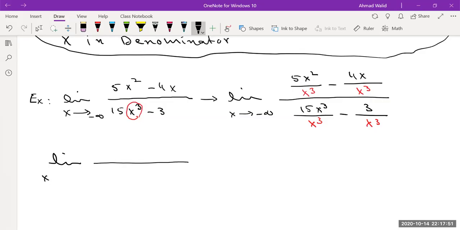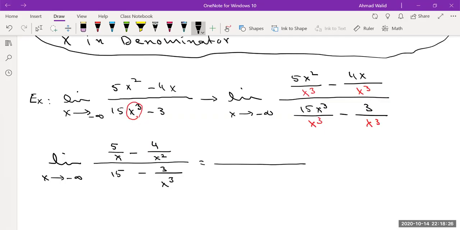Then limit, fraction bar, x approaching negative infinity. 5x squared divided by x cubed gives you 5 over x, minus 4x divided by x cubed gives you 4 over x squared. 15x cubed divided by x cubed gives you 15, minus 3 over x cubed. I will not show the limit of each one again, right? In the previous problem, I did all of them.